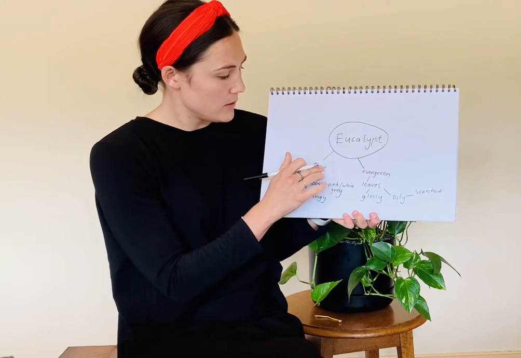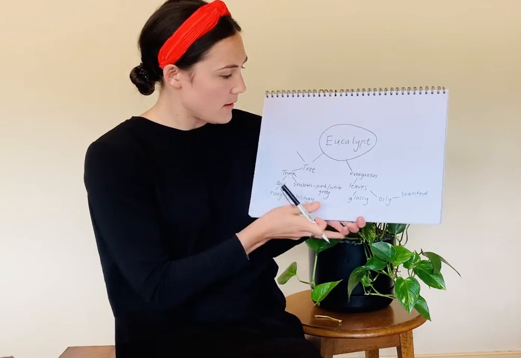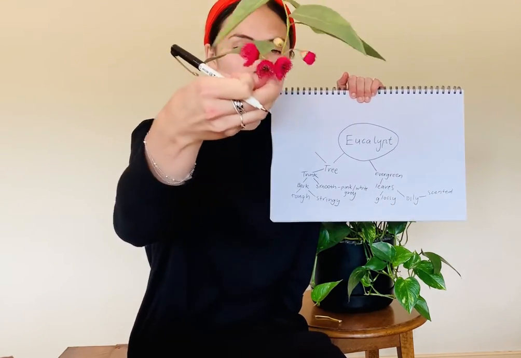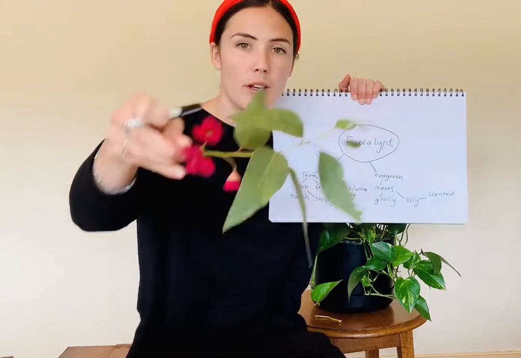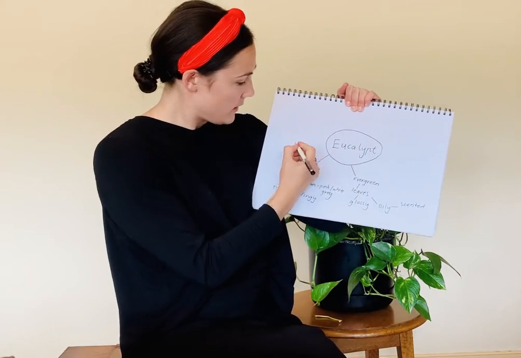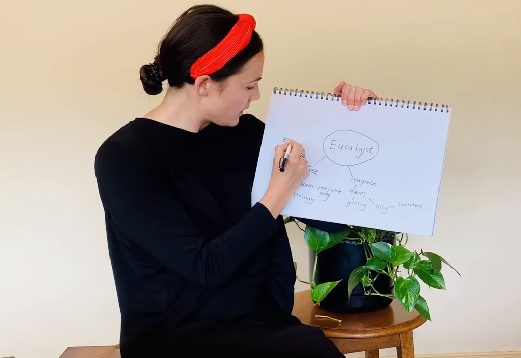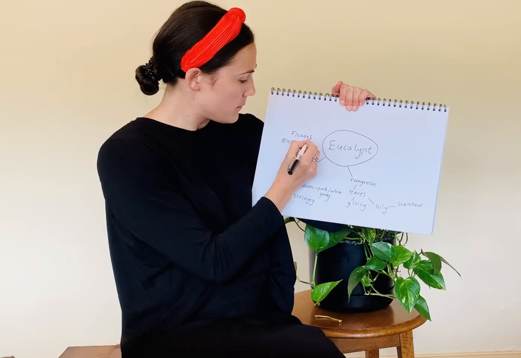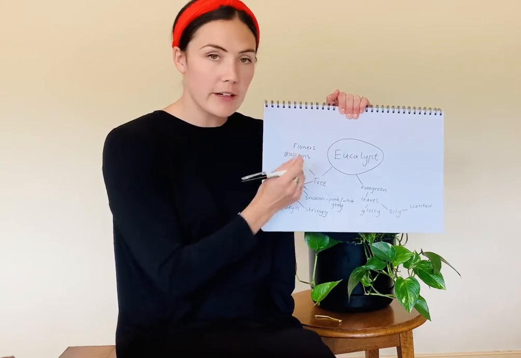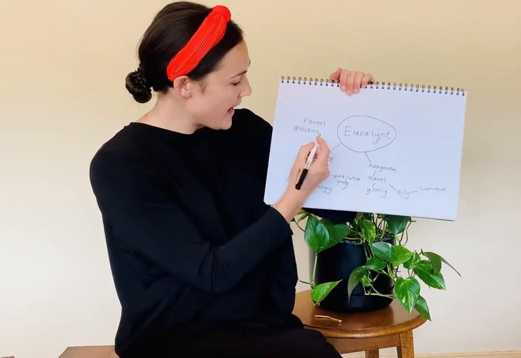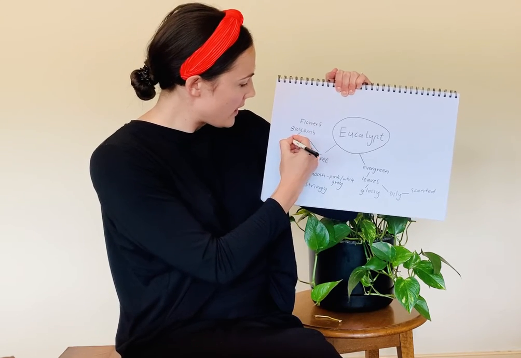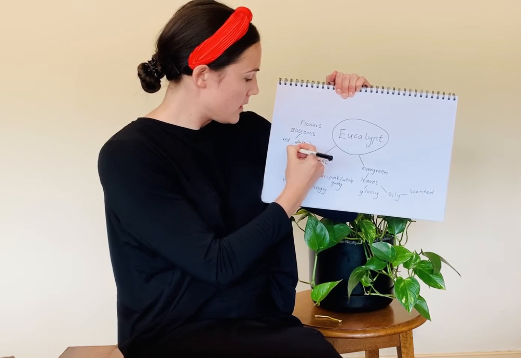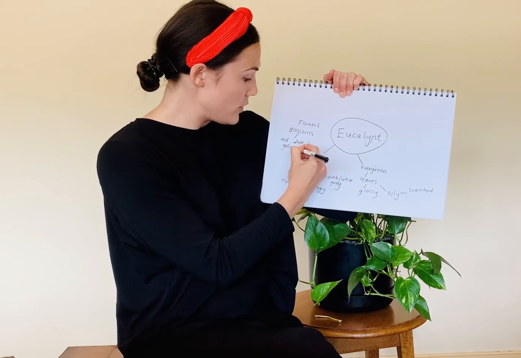Let's think. On this tree, there might be some, what are these? What are these red things hanging off there? That's right, they're blossoms or flowers. So maybe we can put blossoms or flowers, because they're a flowering tree. And the blossoms are sometimes red or white, yellow maybe, orange.